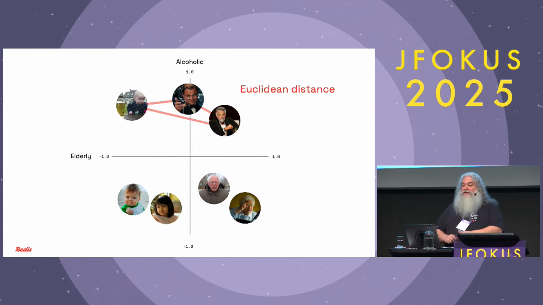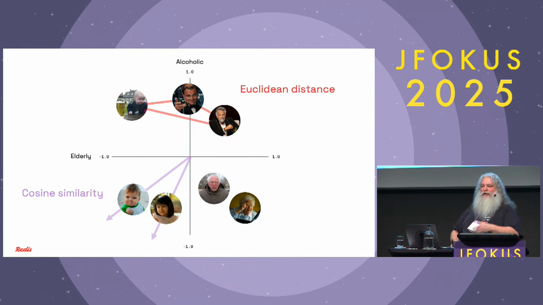Another option is cosine similarity. The idea of cosine similarity is you go from the origin and you draw a line to each of the points, the point you're querying and all the points you want to compare it against. And then you measure the angle and you take the cosine of that angle, and the smaller the number, the closer they are. Also pretty straightforward.